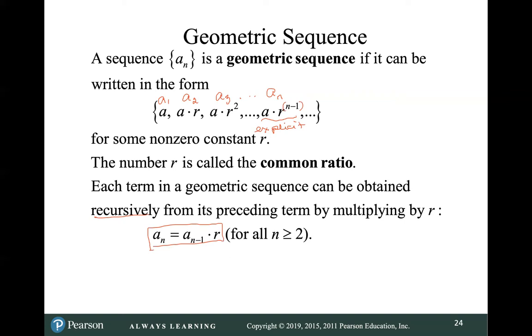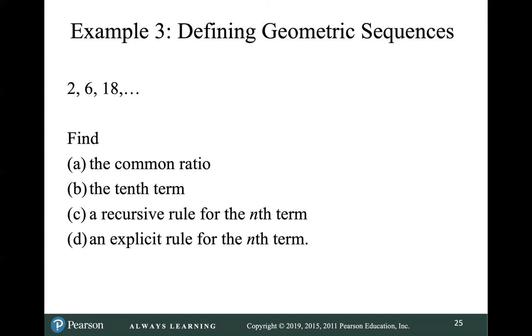Okay, let's look at an example. In this example, we have a geometric sequence. We're told that it's geometric. If I didn't know, I might start out by saying 2 plus 4 is 6, but then it would be 6 plus 12. Those don't match, so I know it's not an arithmetic sequence. So if I'm multiplying, that would be times 3. 6 times 3 is also 18, so I know this is geometric, and my common ratio is 3.